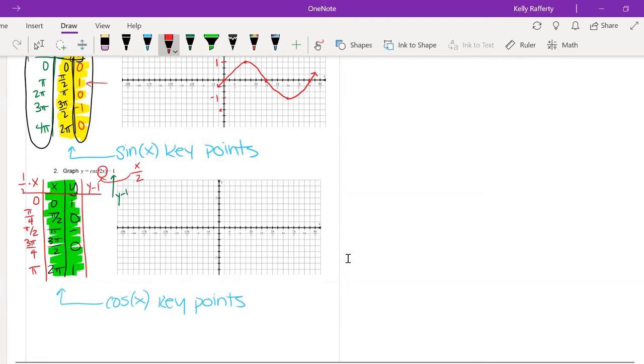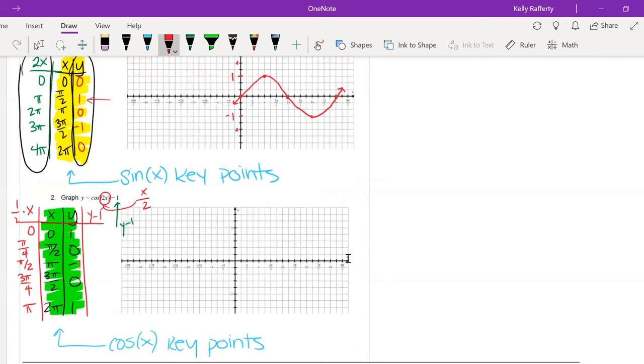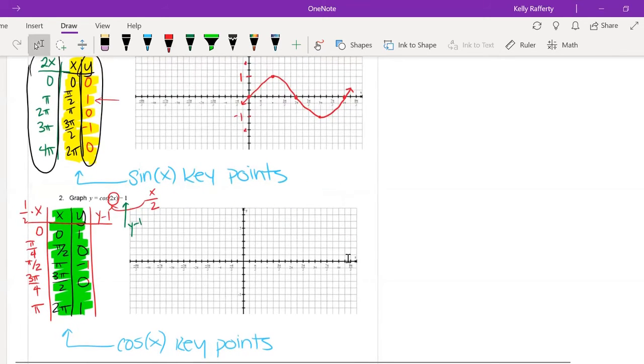So this graph's going to be really smushed in here. And then I got to do my y's also. So that's a little bit easier. We're just subtracting 1. So 1 minus 1, 0 minus 1, negative 1 minus 1.